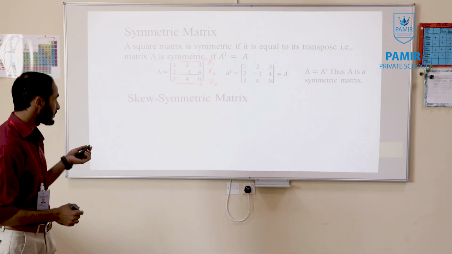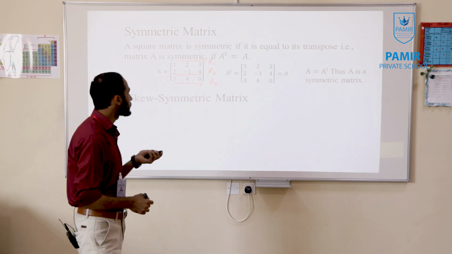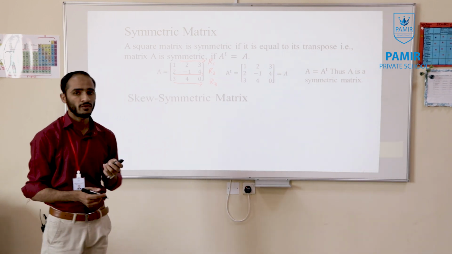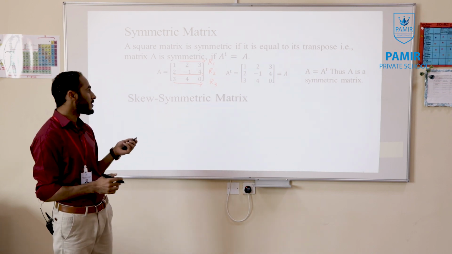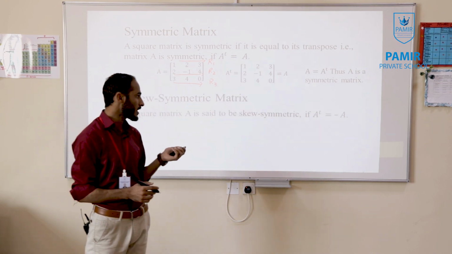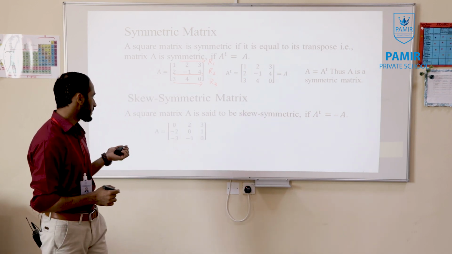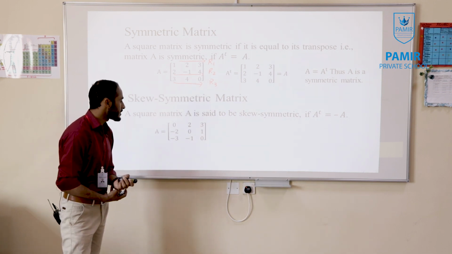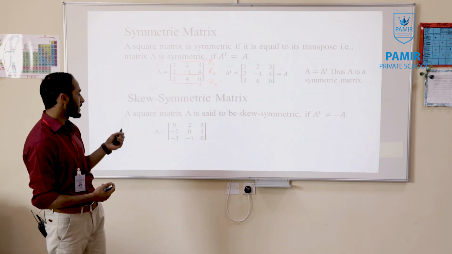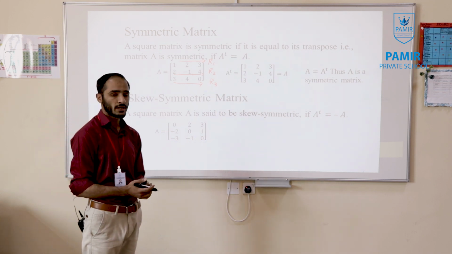And now we have a skew symmetric matrix. It is the reverse of the symmetric matrix: when the transpose of the matrix is the negative of the matrix itself, then we call it a skew symmetric matrix. Here the example is the matrix A: 0 2 3, minus 2 0 1, minus 3 minus 1 0.